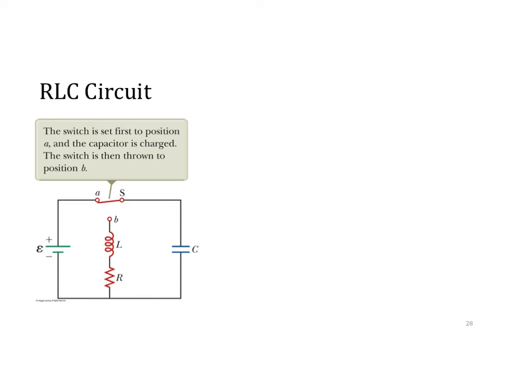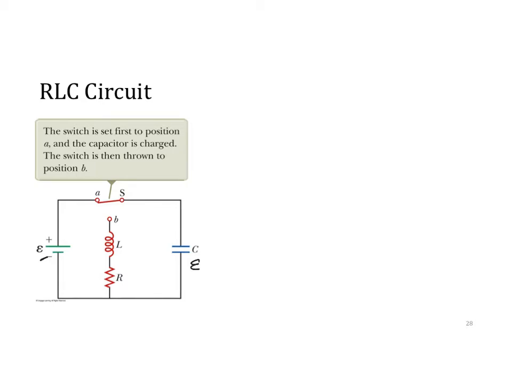resistance at all. So let's look at when we do have resistance. So we know we don't have an ideal inductor. It's going to have some resistance. So in this situation, when we have the switch there in position A, we are going to charge up the capacitor to that EMF, that voltage of that source of EMF.